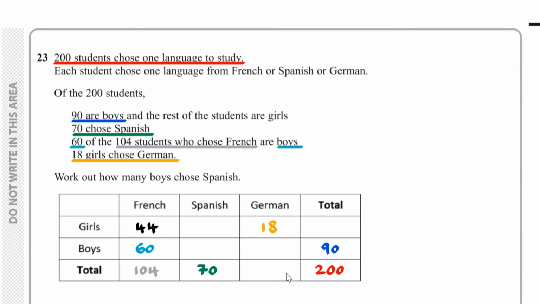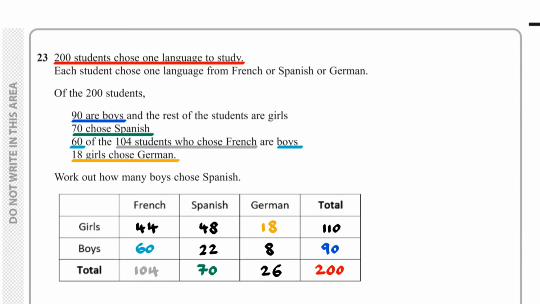Total number of German, 200 take away 70 take away 104 is 26, so we've got 26 people who study German altogether. Boys who study German, 26 take 18, that's 8. Total number of girls, 200 take away 90, that's 110. Total number of girls who study Spanish, 110 take away 18 take away 44 is 48. And total number of boys who study Spanish, 70 take away 48 is 22.